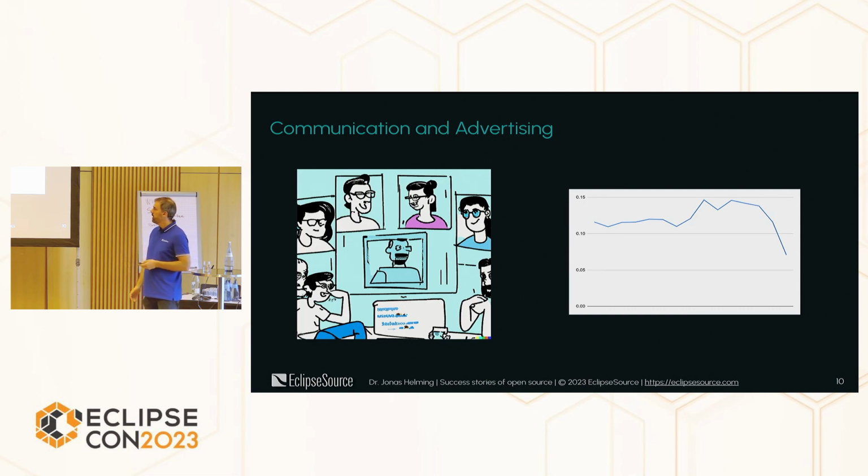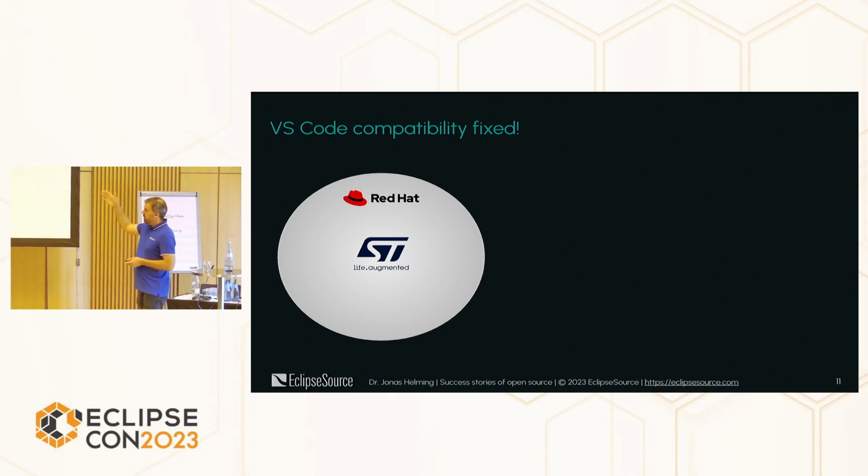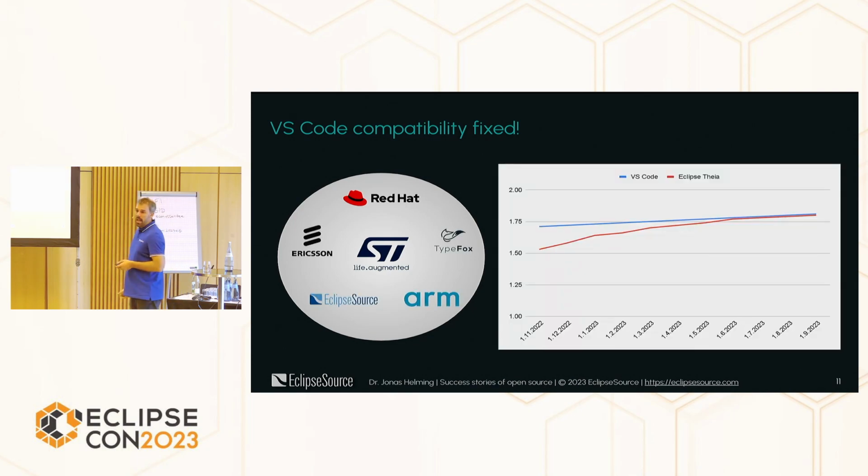And it's not that all of our developers do nothing else; we can share the work. So this was the original state: Red Hat contributed, STMicroelectronics got the ball rolling, and then others joined, right? EclipseSource, TypeFox, Ericsson, ARM, and others. It's definitely not a complete list, but these are the biggest contributors. And we can see here, this is 1 year. 1 year ago, we were like 2 years behind, and we can clearly see how Theia caught up.